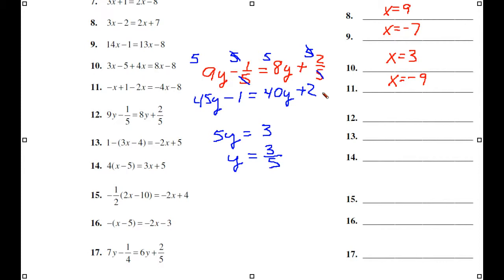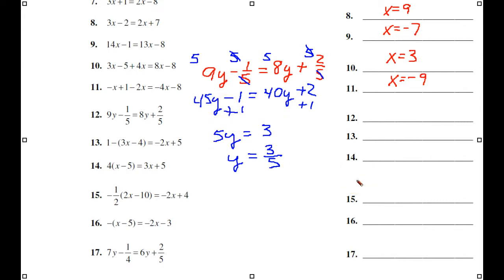Now, is it the same equation? No, but it's an equivalent equation. It still balances. So here I'm going to add a 1 to both sides. That gives me a 3. And then I'm going to subtract 40 from here, 40 from there. That gives me a 5y equals this.